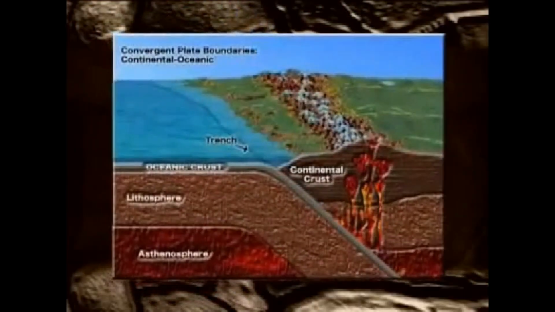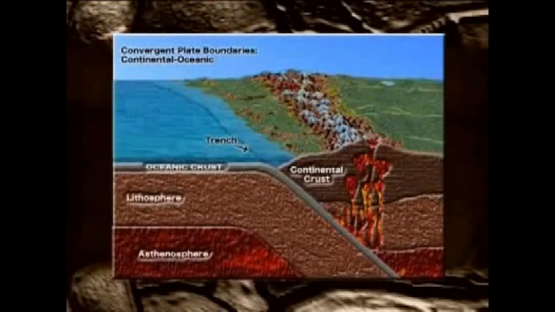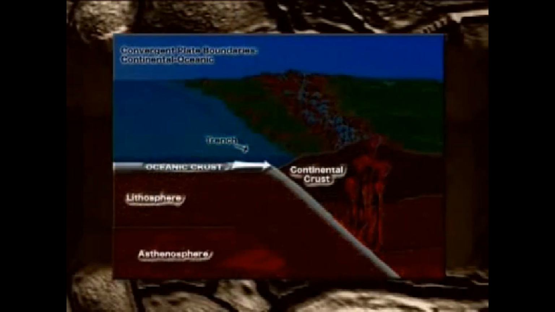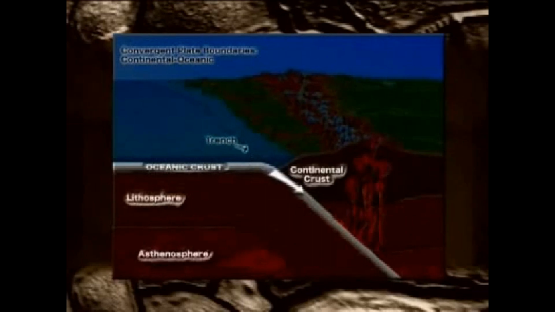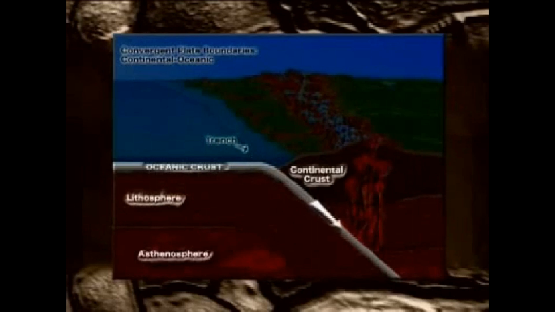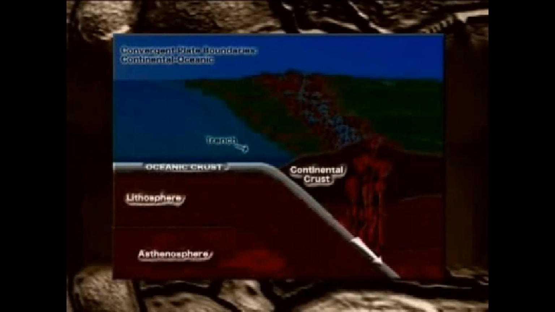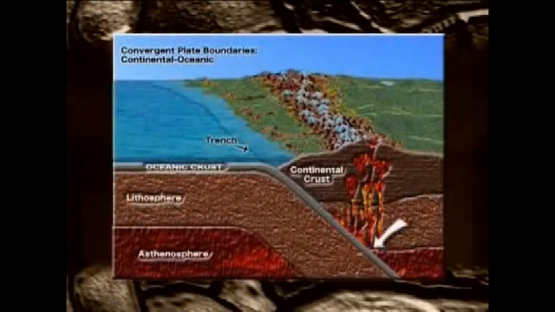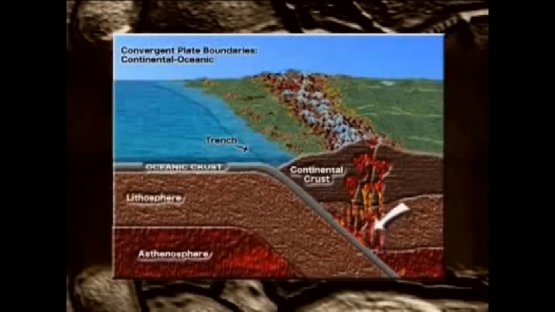This is a close-up depiction of what it looks like at an ocean trench, where this cold layer of ocean plate is plunging back into the earth, carrying down a little bit of sediment. Most of the sediment is scraped off at the top, but a little bit of sediment is left on the plate along with some water. That water causes the material to have a lower melting point, so when it gets down to sufficient depth, there's a great deal of melting.